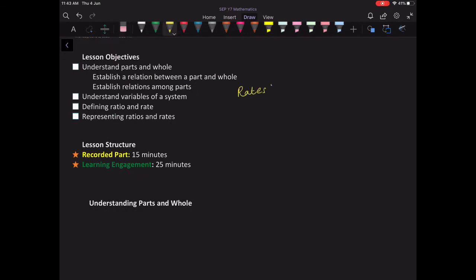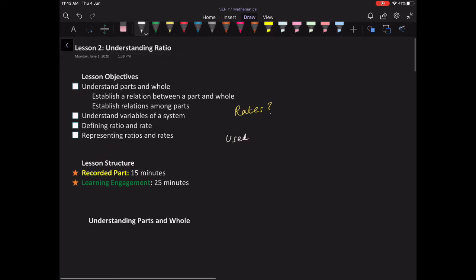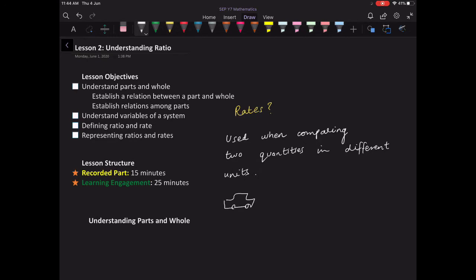Let us now look at rates and see how they are different from ratios. Rates are used when we have to establish a mathematical comparison between two quantities that are not measured in the same units. They have different units. For instance, two quantities could be distance traveled by a car in a given amount of time. Let us take this example.